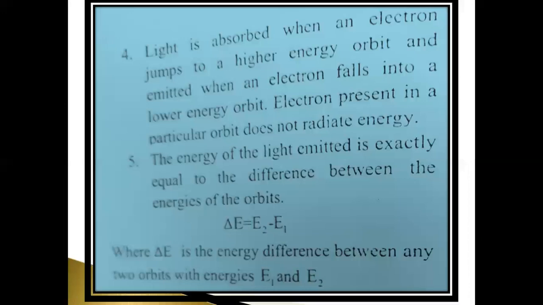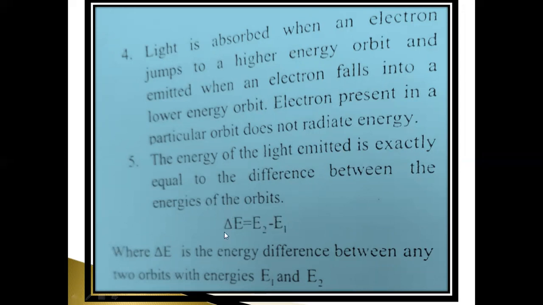The fifth point is that the energy of the light emitted, or the energy of the radiation emitted, is exactly equal to the difference between the energies of the orbits. As the electron jumps from E2, meaning the second orbit, to E1, meaning the first orbit, you know the energy of the second orbit is greater than the energy of the first orbit or shell. So when you subtract the energy of the first shell from the energy of the second shell, you will get the energy difference between the orbits.